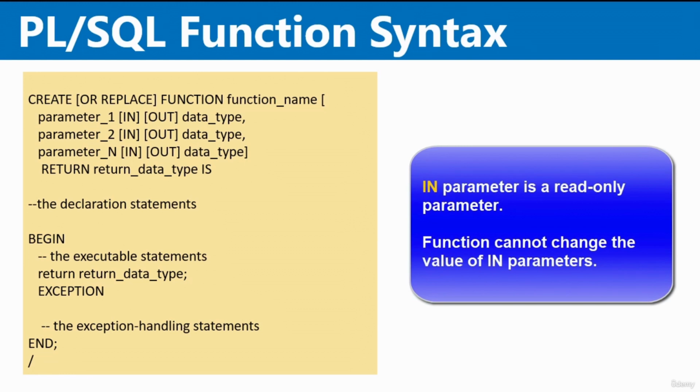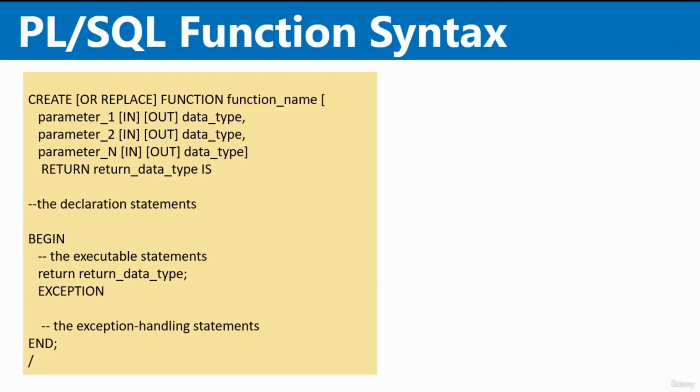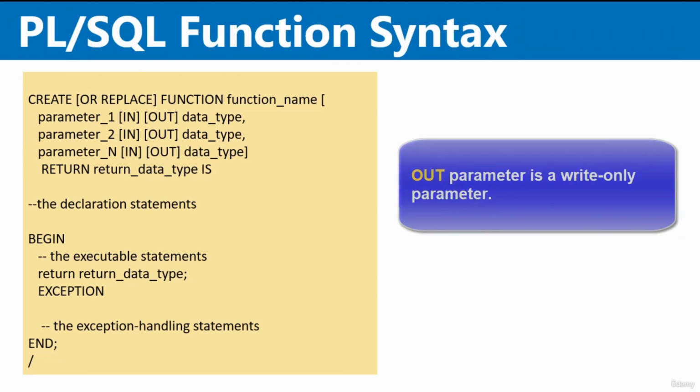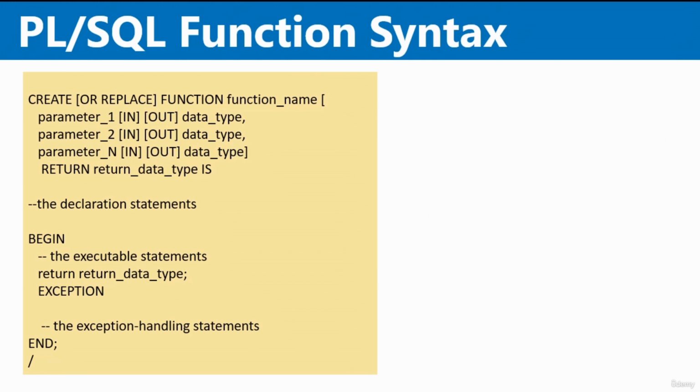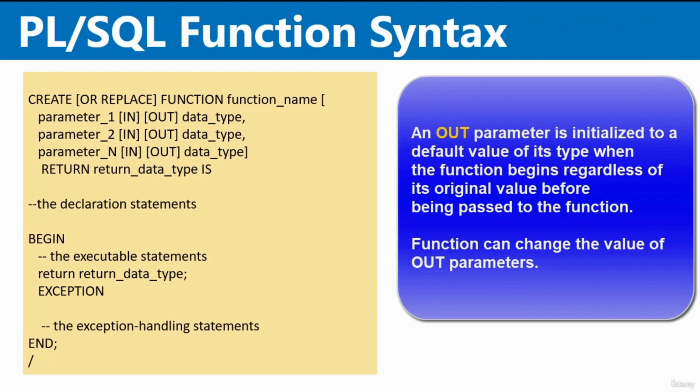The function cannot change the value of the in parameter. The out parameter is a write-only parameter. It can be used to return values back to the calling program. The out parameter is initialized to a default value of its own type when the function begins, regardless of its original value before it is being passed to the function. Also, the function can change the value of the out parameter.